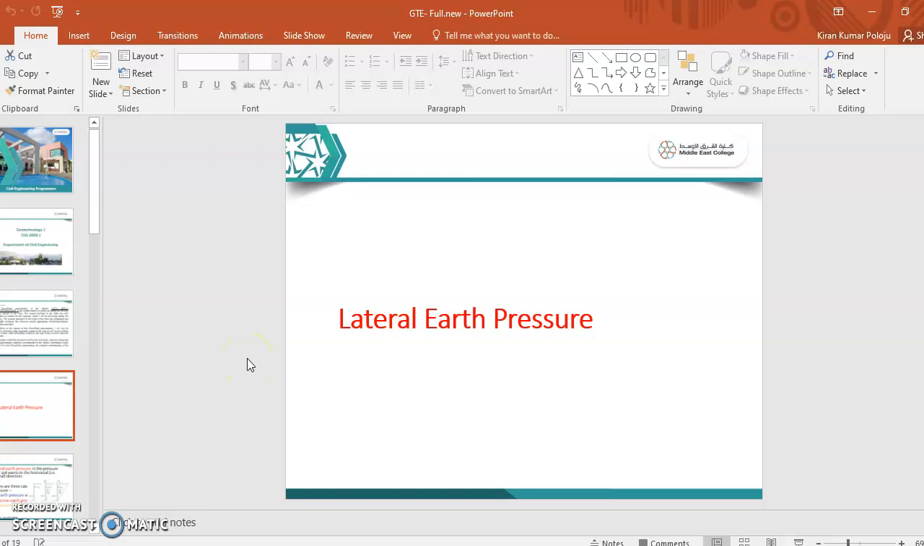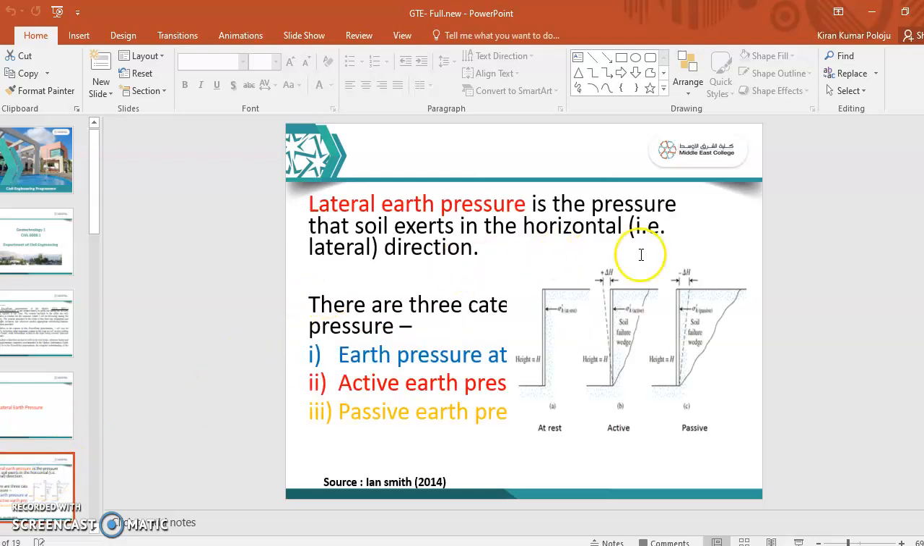In today's session, we'll discuss lateral earth pressure. So, what is lateral earth pressure? It is the pressure that soil exerts in the horizontal direction, or lateral direction.